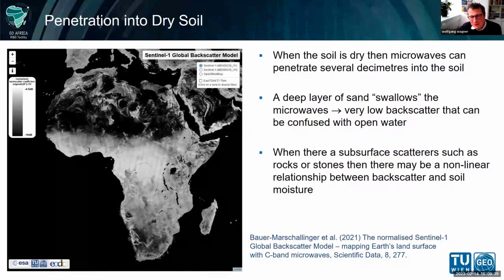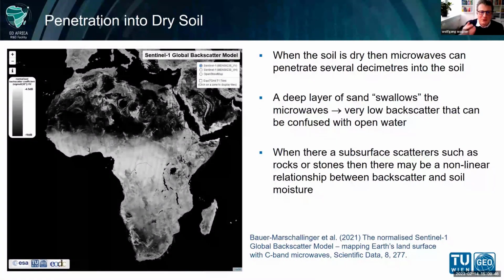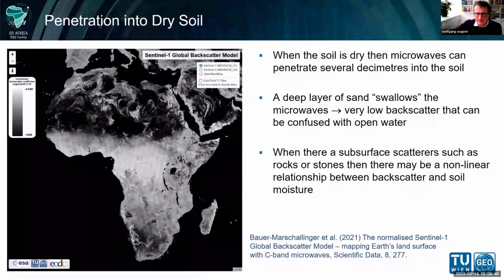Now, in most situations, this is an advantage, but it can become a disadvantage if the soil is dry. In this case, when the soil is very dry, the microwaves, whether L-band or C-band, penetrate several decimeters into the soil. And if there is no subsurface feature, like a homogeneous thick layer of sand, nothing will come out again. So these are the low backscatter areas that we have already discussed before.